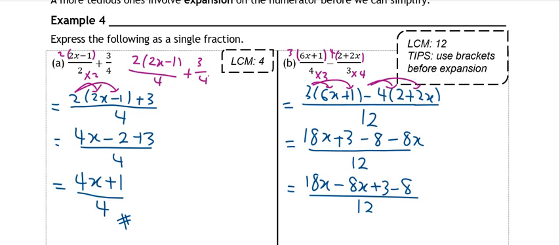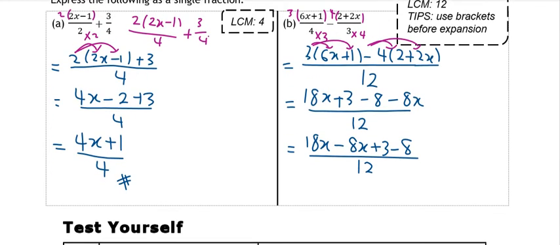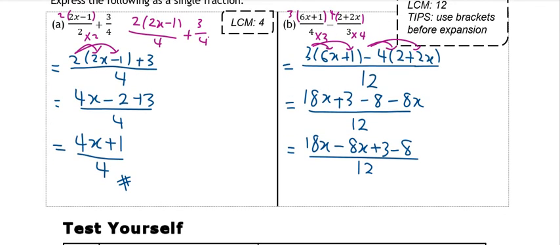So here, let me just scroll down a bit. So you will have 18x minus 8x will give you 10x, and then here you will have positive 3 minus 8 will give you negative 5. Right? So everything over 12. So that's it for this example.